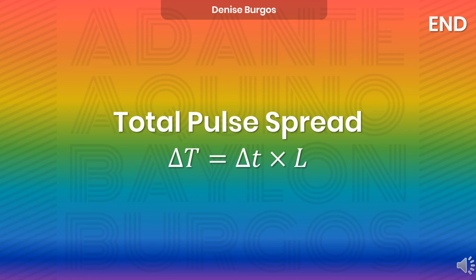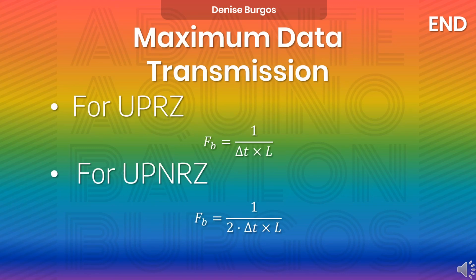Total pulse spread is equal to the pulse spreading constant times L. For the maximum data transmission, for UPRZ, the formula is 1 over delta T times L, and for UPNRZ, the formula is 1 over 2 times delta T times L.